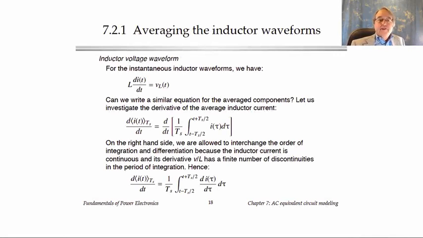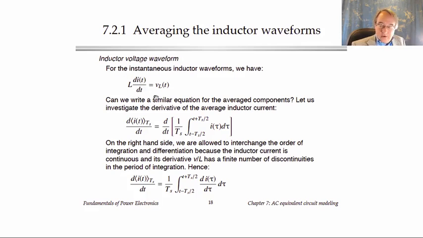In this optional lecture, I'm going to briefly summarize the math behind averaging. So in the last lecture, we talked about the average equation of the inductor, in which L times the derivative of the average inductor current was taken to be equal to the average inductor voltage. This actually follows directly from the definition of averaging and from the defining equation of the inductor. And we can see that as follows.